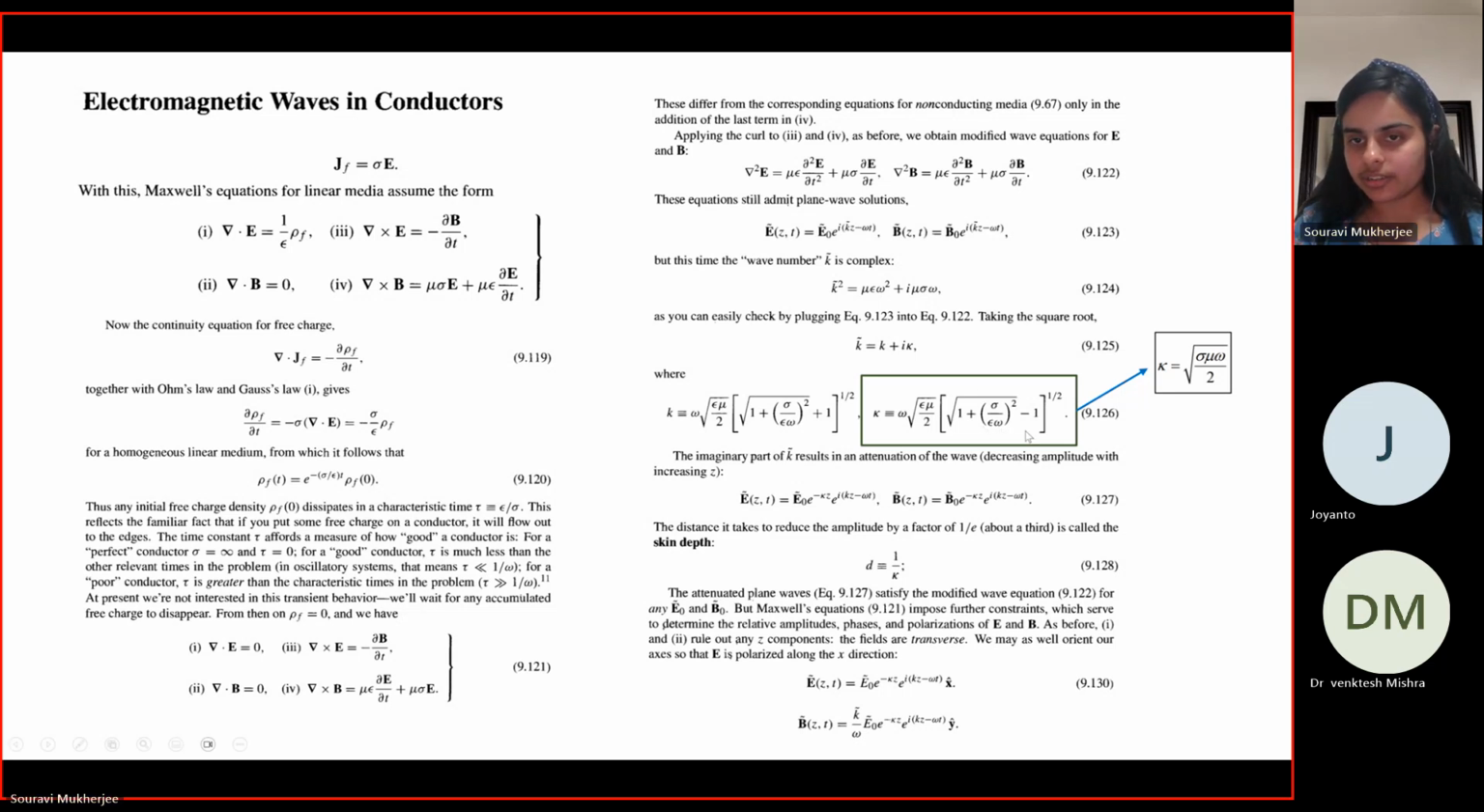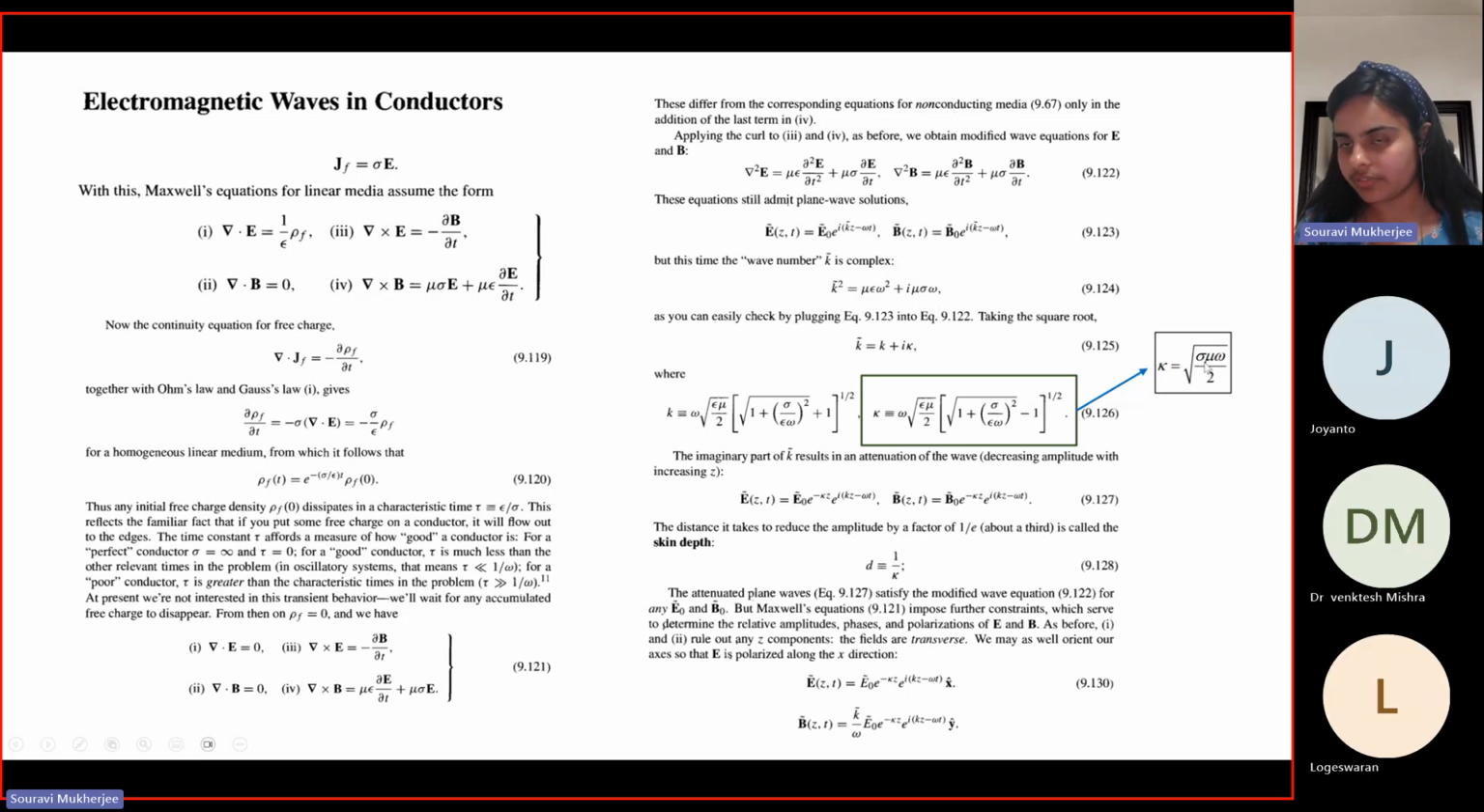In cases where you have a good conductor, you would see that this imaginary term would have an expression like this. This is a very useful expression which relates the conductivity, the material permeability, and the frequency of your wave to the attenuation constant. And here 1 by k would give you the distance it takes for a factor of 1 by e decrease, and that is called the skin depth. So in general, there could be direct questions which ask you about skin depth given the material properties, and this is how you have to use this relation.